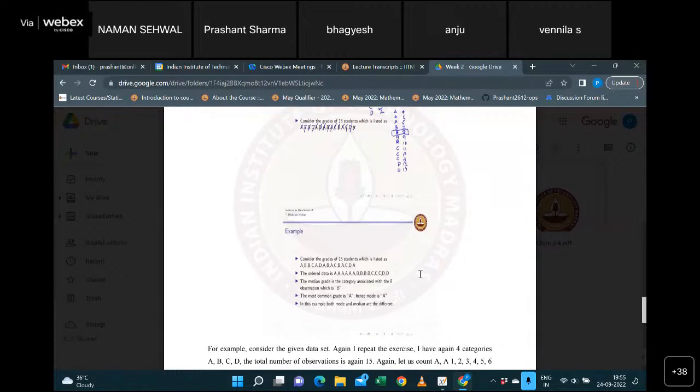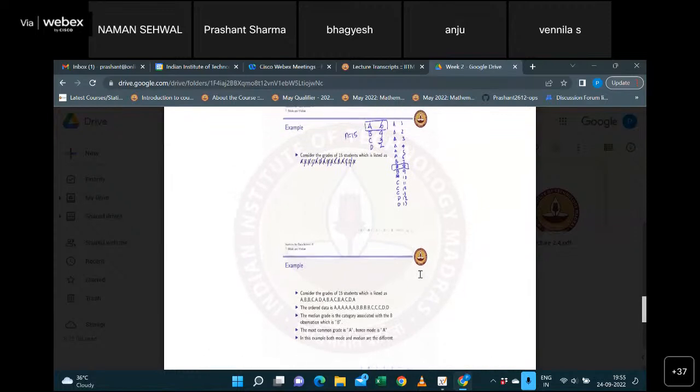Yeah, sir. So now the professor told us in the lecture that the median is B and the mode is also B. So the natural question to ask is, will the median and mode in any data set be the same? So the answer is no.